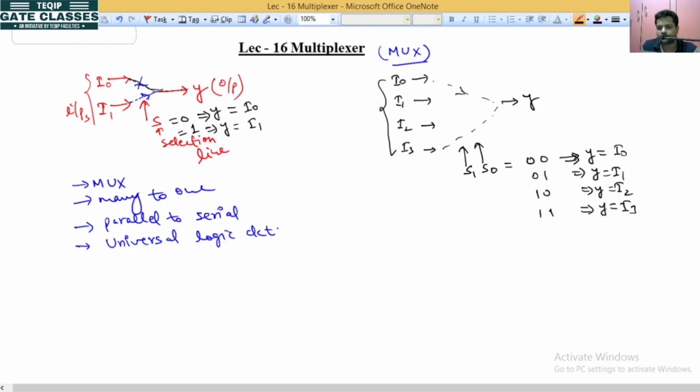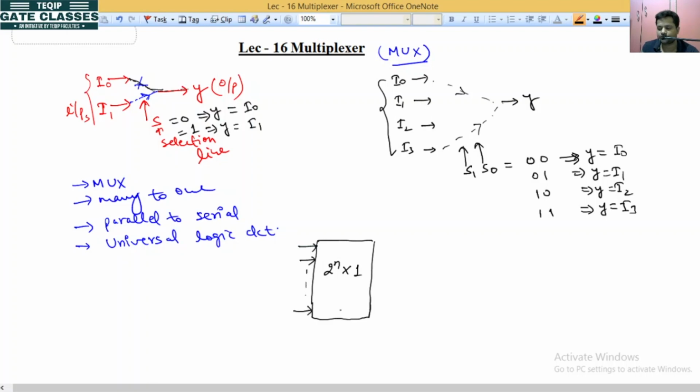It is going to transfer one by one. I am going to design a block diagram of a general mux. If a mux is there, then it has 2 to the power n inputs and 1 output. So it can be called a 2 to the power n cross 1 mux.